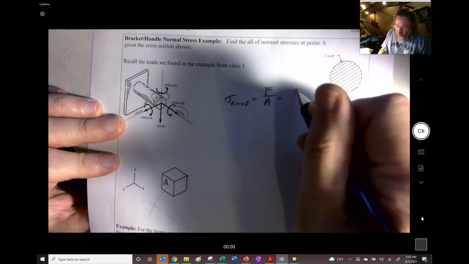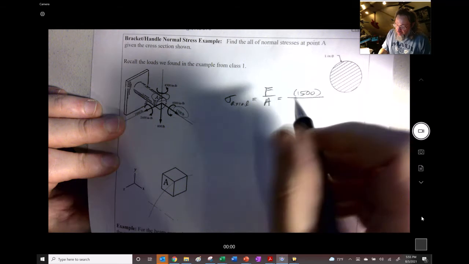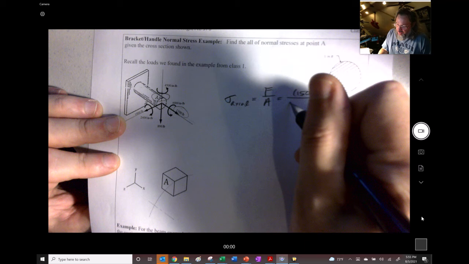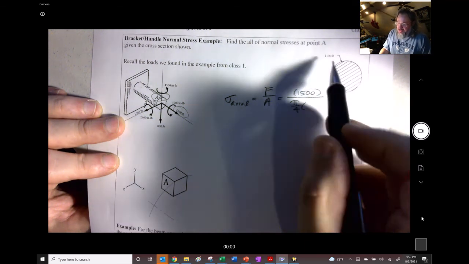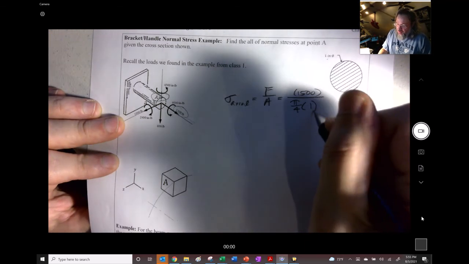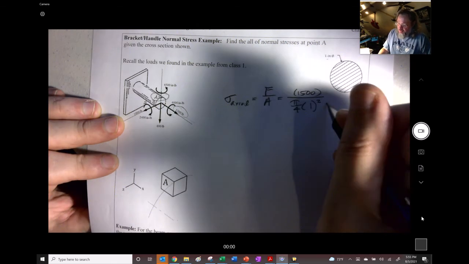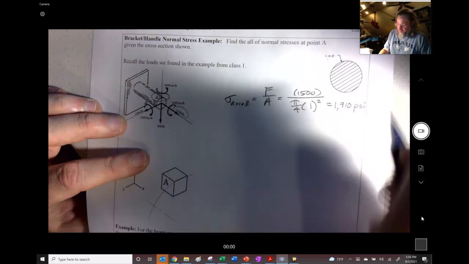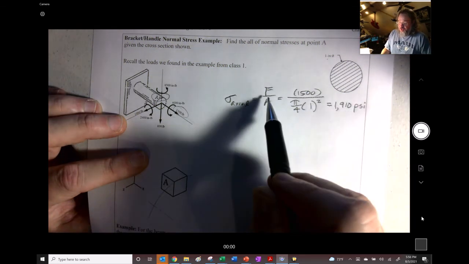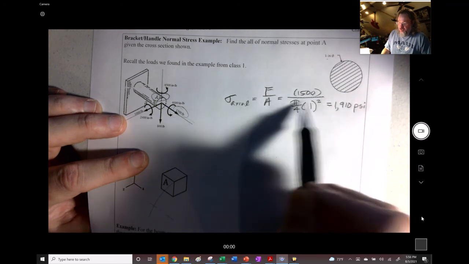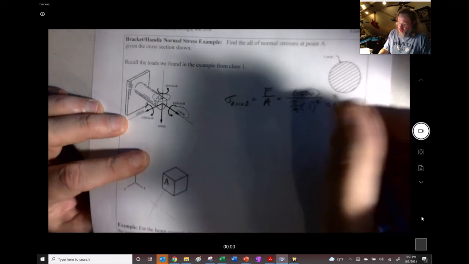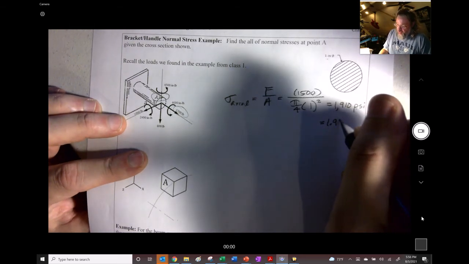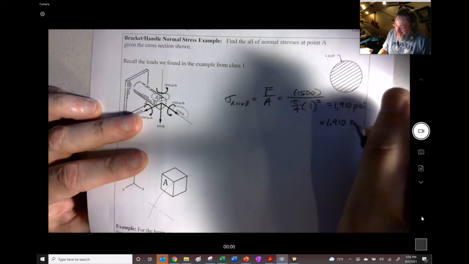We say that's 1,500. And the equation for the area of a circle is pi over 4 times the diameter squared. The diameter here is 1. We get this and we find that it's 1,910 psi. Pounds per square inch, right? This is pounds, this is inches squared, so we have pounds per square inch. The book will sometimes write it out this way right here, 1.91 kpsi.